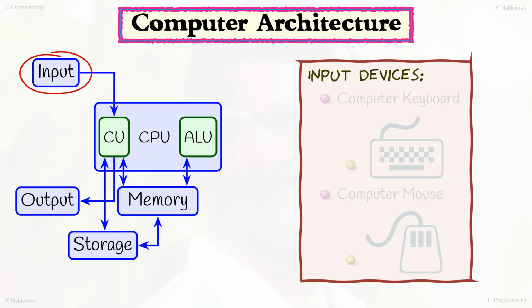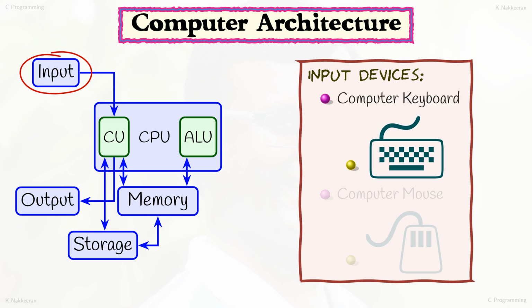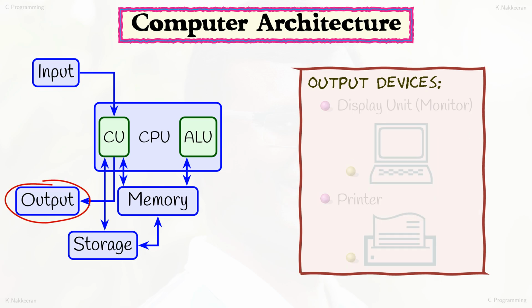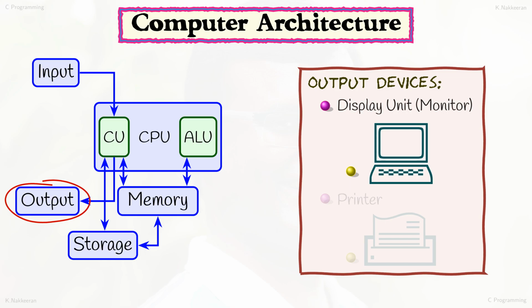A computer system has input devices such as the computer keyboard and computer mouse. A computer has output devices such as the display unit, also known as the monitor, and the printer.